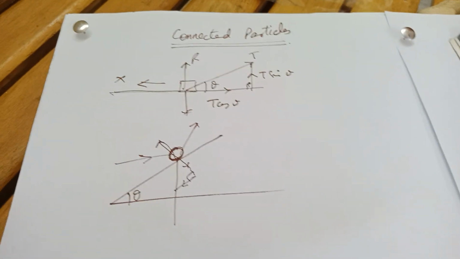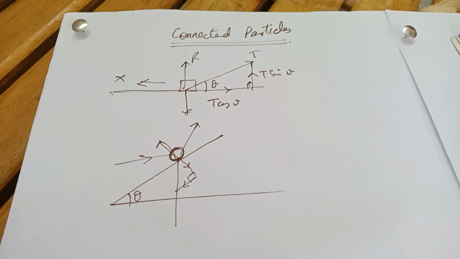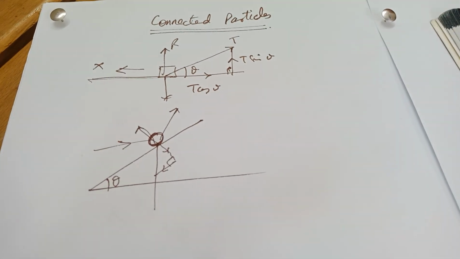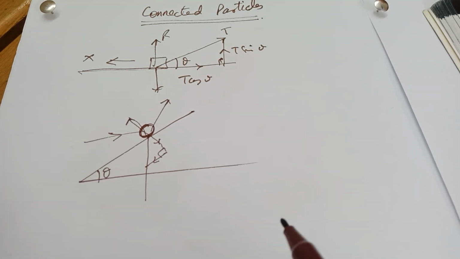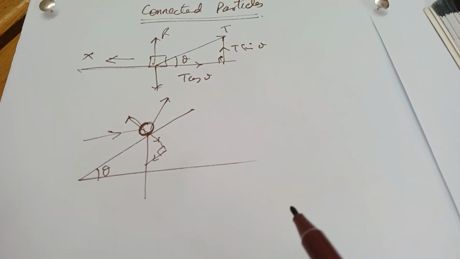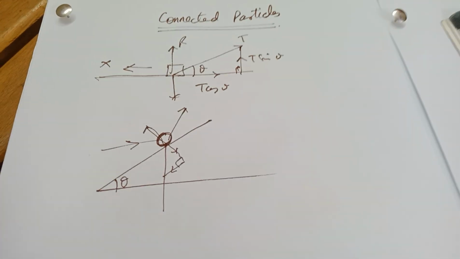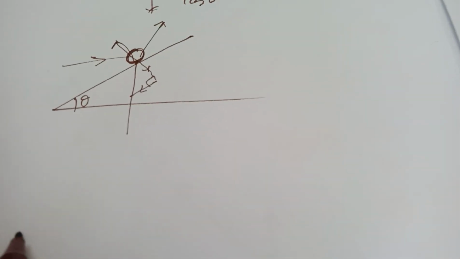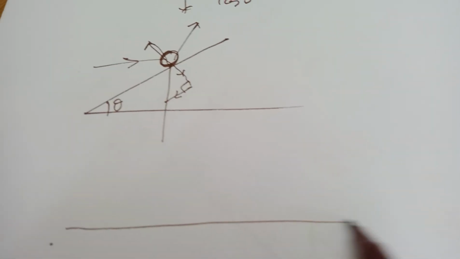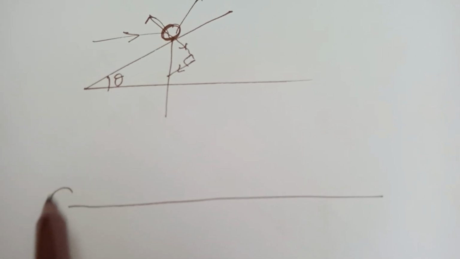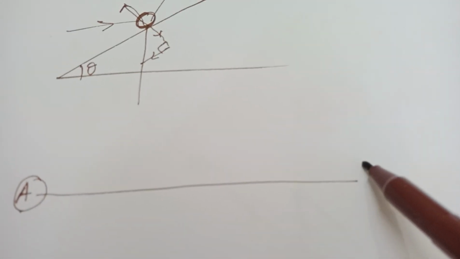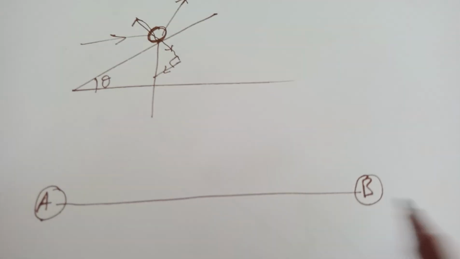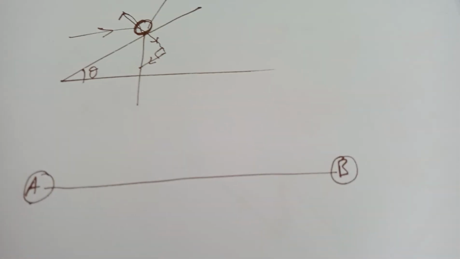Now we shall study two or more particles which are connected through an inelastic string or a rope or whatever. So let me start now. For example, there is a rope over here, and here is a person A holding it from this side, and here is a person B holding this side. Suppose there is a tug of war between these two people, A and B. They are trying to pull each other towards their side.